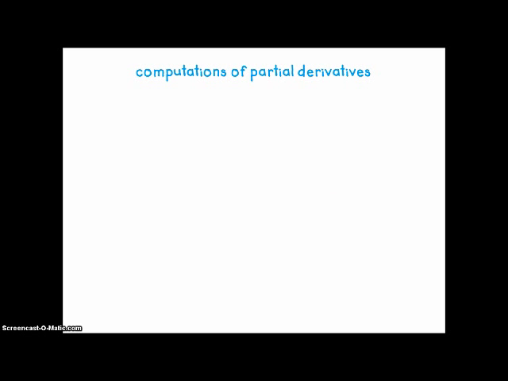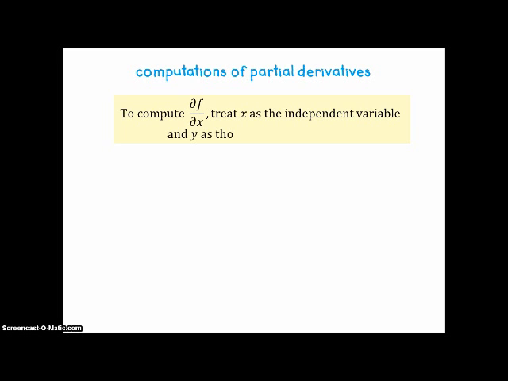Computations of partial derivatives. Now we're not going to be using the limit definition. We're going to be using all the shortcuts we already know. To compute the partial derivative of f with respect to x, we treat x as the independent variable, and we treat y as though it were constant because we're only looking at the change in the xz plane. So for example, if I want to take the partial derivative with respect to x of this quantity, anything that doesn't have an x in it is just a constant. So the square root of 2y will go to 0.